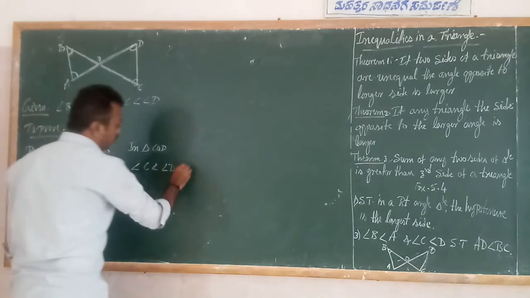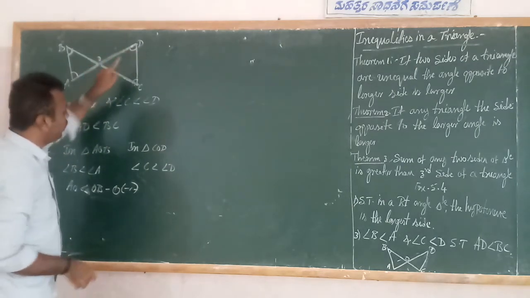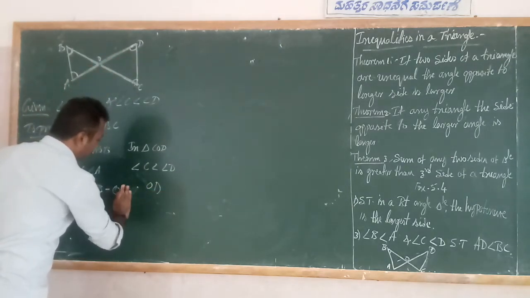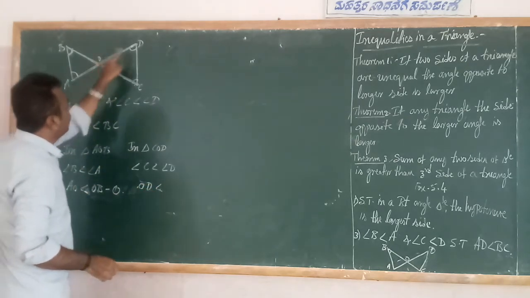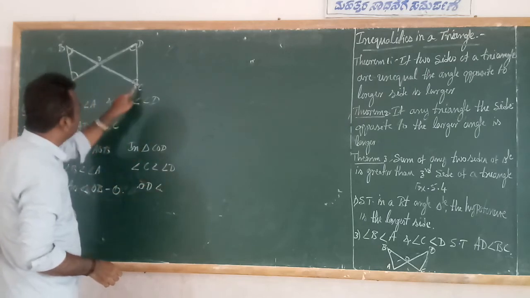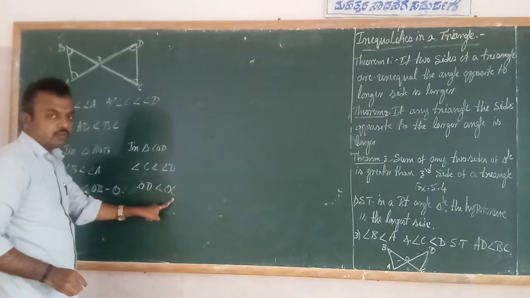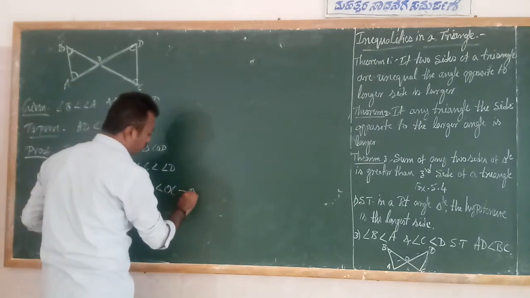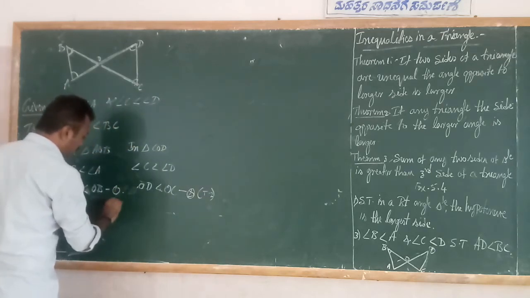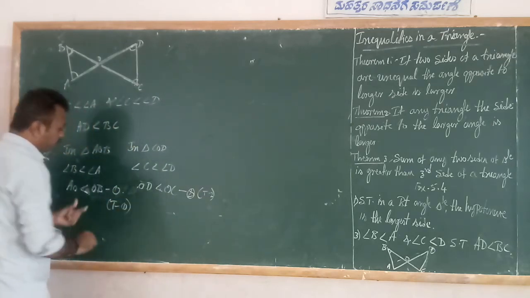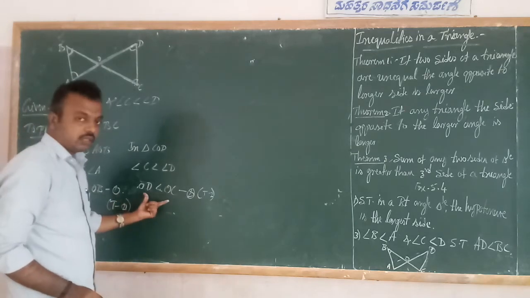Here also, angle C's opposite side is OD. So OD is less than the side opposite angle D, which is OC. OD is less than OC. So this is equation number 2. I am using theorem number 2 here, and here also theorem number 2.